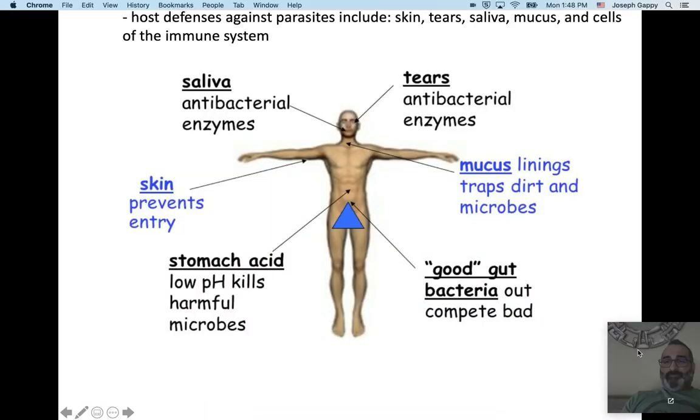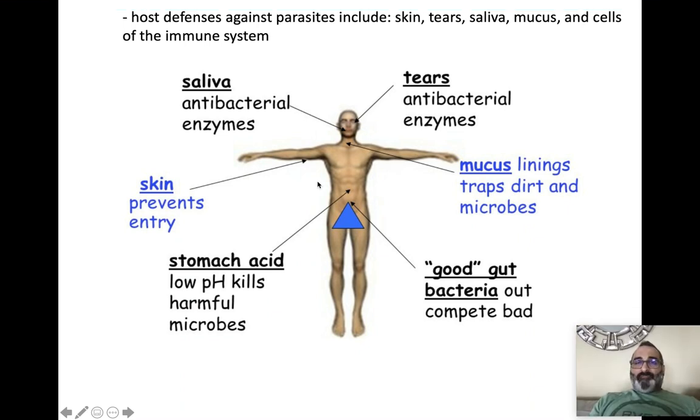Hosts have defenses against parasites. Parasites have been around forever. We learned in our previous evolution chapter that they have co-evolved with their hosts. Skin is protection.